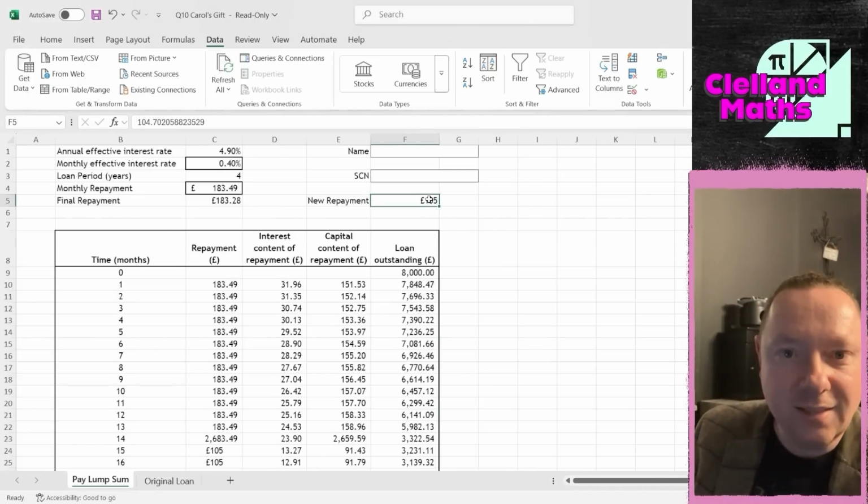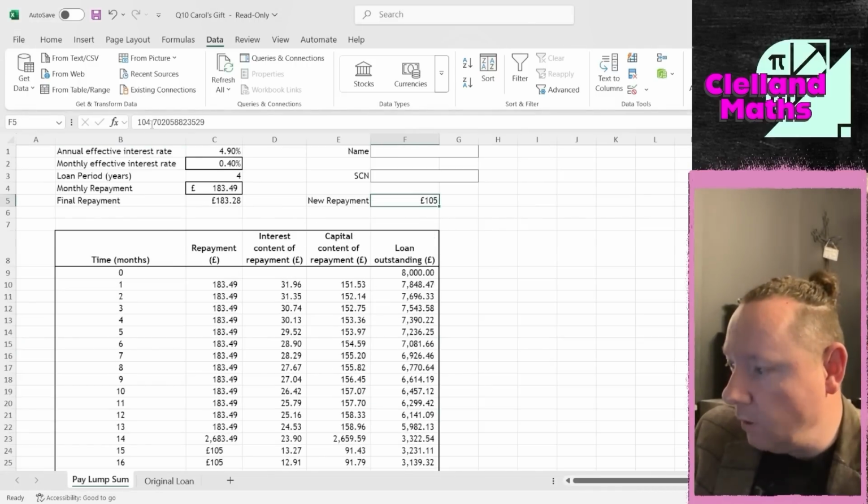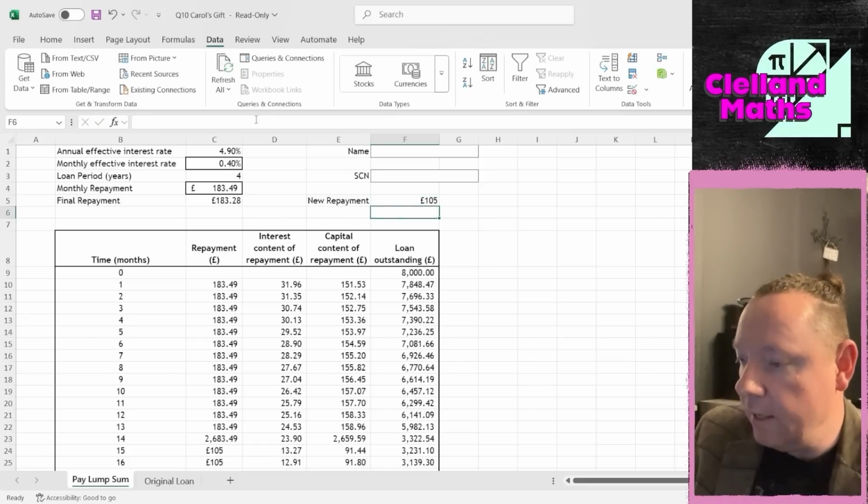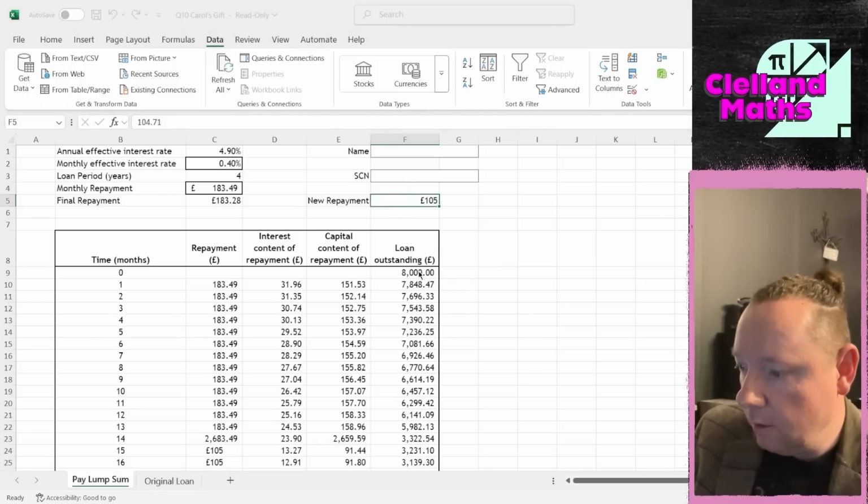But it's not 105, is it? It's rounded it. It's 104.70, but 71 is what the SQA wanted, so we'll put 71 in. Format cells, currency to 2 decimal places.